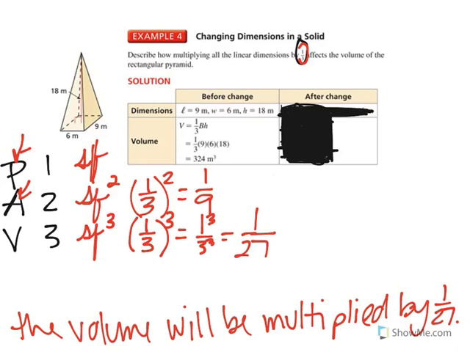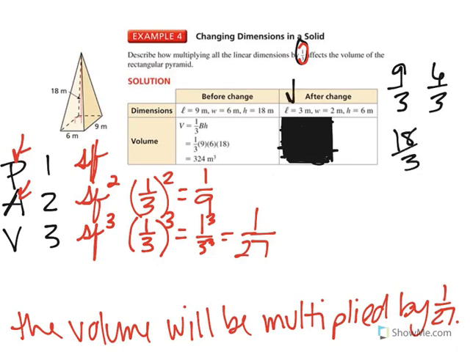Well, if you take each of those dimensions and you multiply them by 1/3, okay, essentially that's just 9 divided by 3. You get 6 divided by 3, and then you get 18 divided by 3 to get our new dimensions of 3, 2, and 6. Then you're going to plug it into your volume formula again, which is 1/3 base area times height. Plug in your new dimensions, which is 1/3 times 3 times 2 times 6, and you end up getting 12.